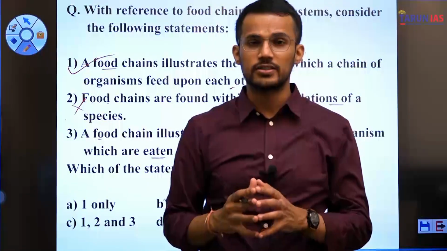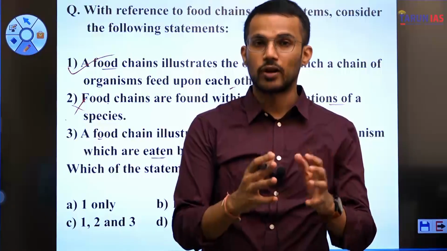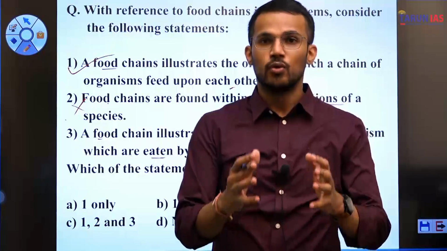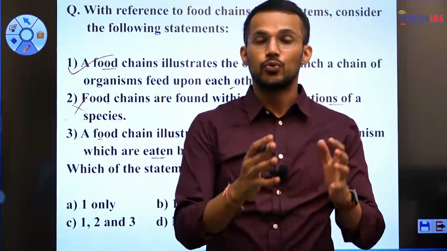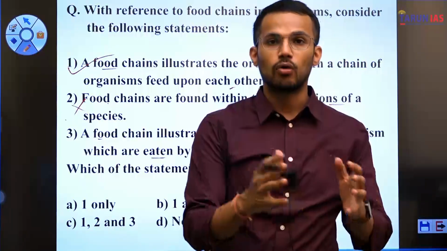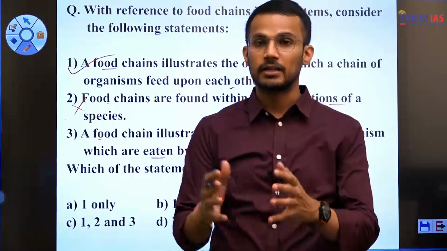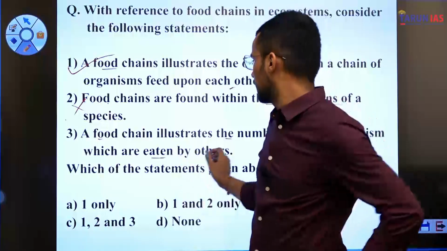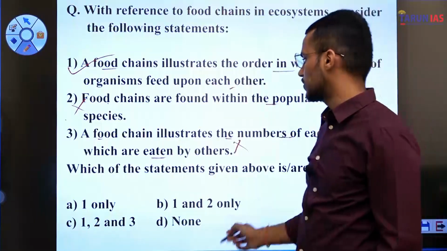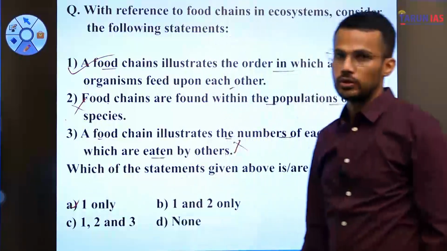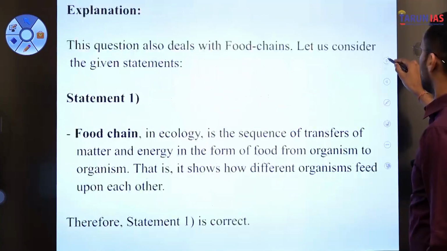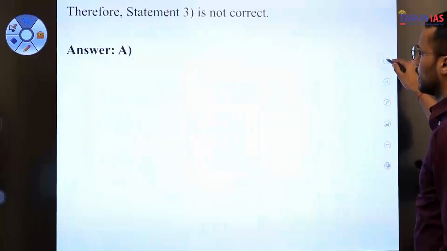The third statement is, a food chain illustrates the numbers of each organism which are eaten up by others. A food chain does not illustrate the number of organisms. A food chain will tell us about the feeding pattern, but not about the number of organisms that are being eaten up by others. And hence, the third statement is again incorrect. And that's why the answer to this question is A, one only. Fine. So, you can go through this particular explanation at your place.